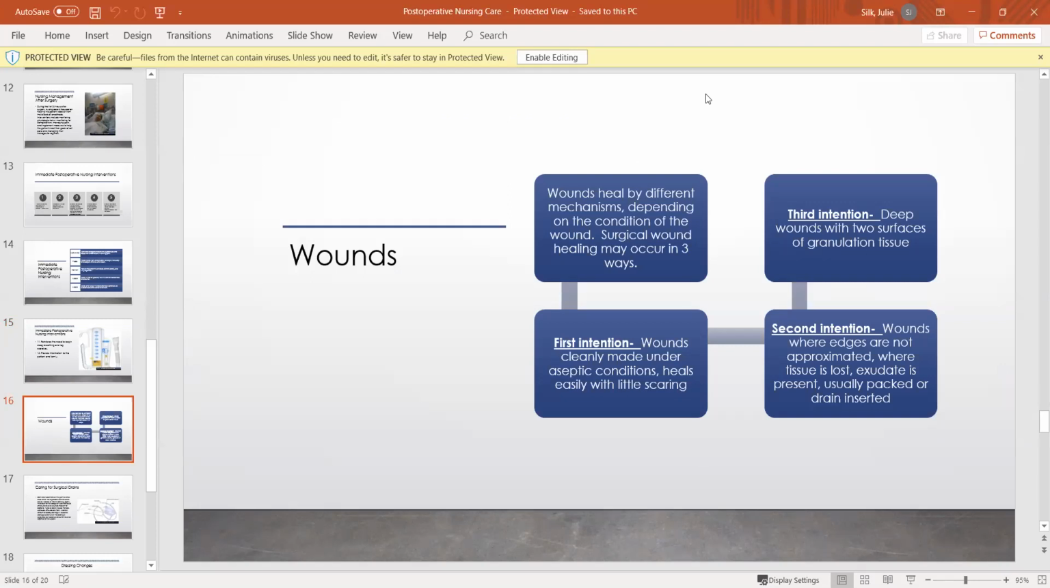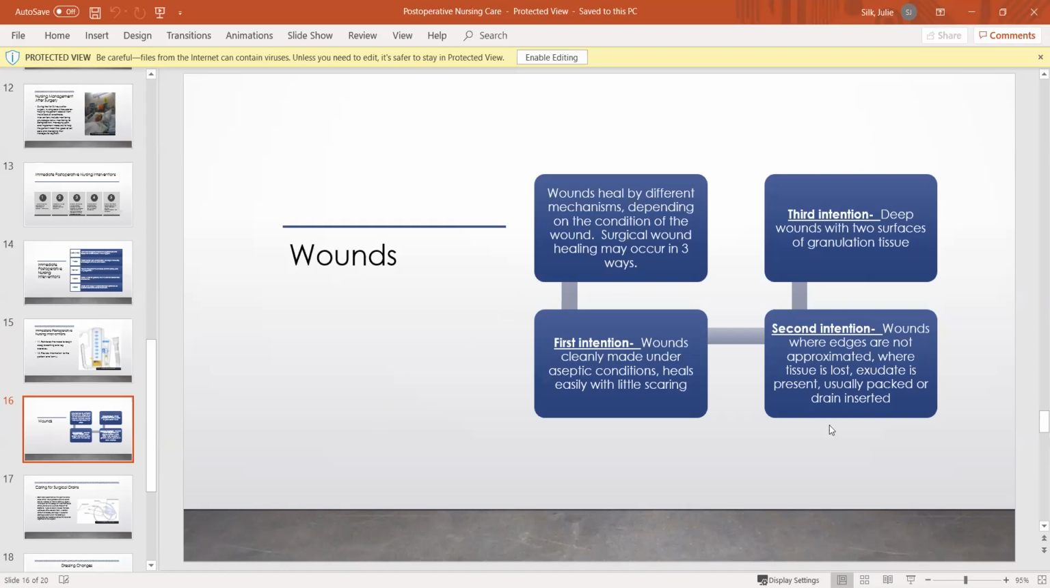First intention healing just means that the wound is cleanly made under aseptic conditions. It heals easily with little scarring. You just have a wound that might be straight, it has sutures or staples, it's closed up from those, and nothing is open. It doesn't have redness, nothing bad. So that's a first intention wound.